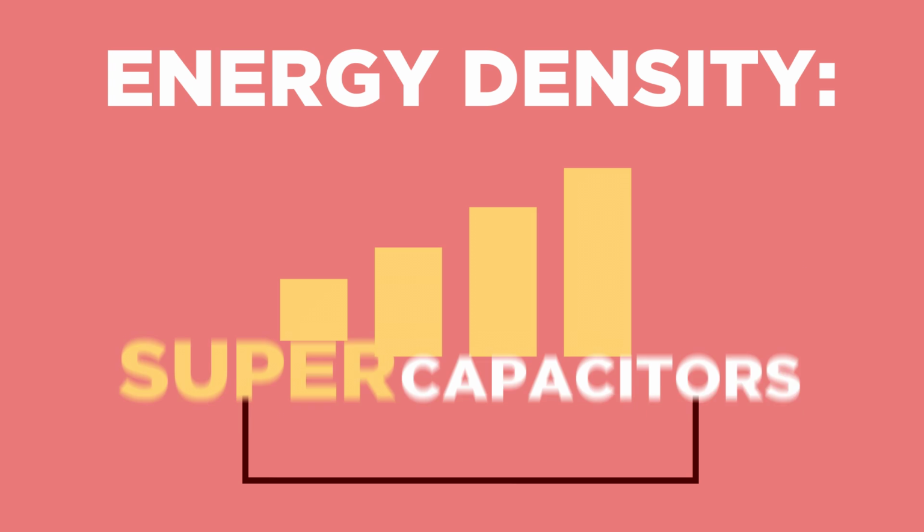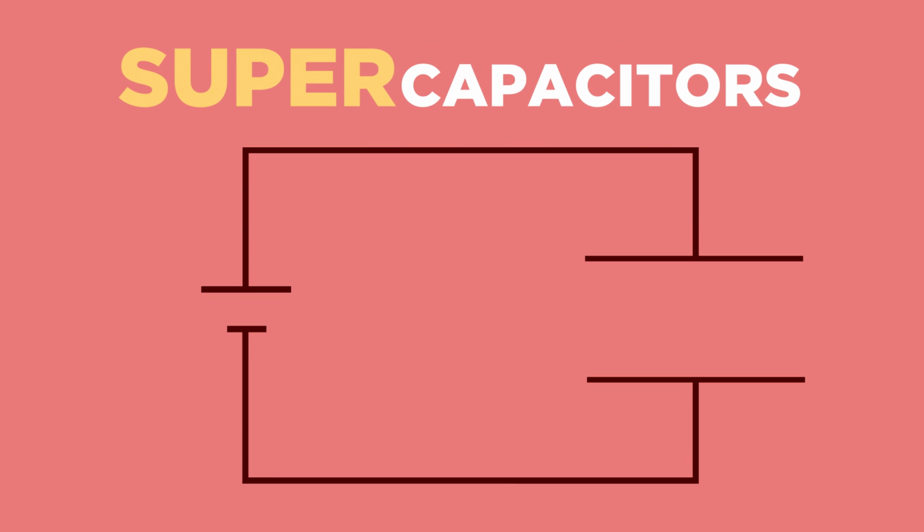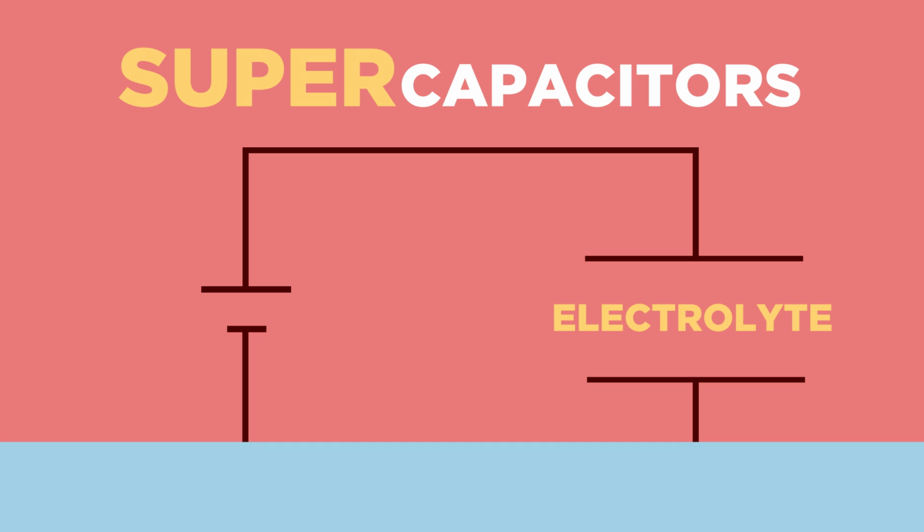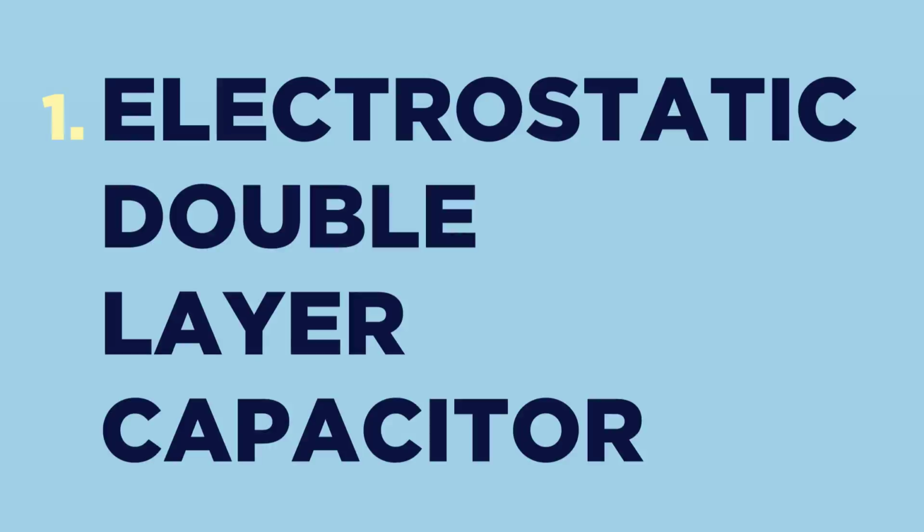In a supercapacitor, there is no dielectric between plates. Rather, there is an electrolyte and a thin insulator such as cardboard or paper. There exist three types of supercapacitors. The simplest one is the electrostatic double-layer capacitor, or EDLC in short. The EDLC resembles the classic capacitor the closest.